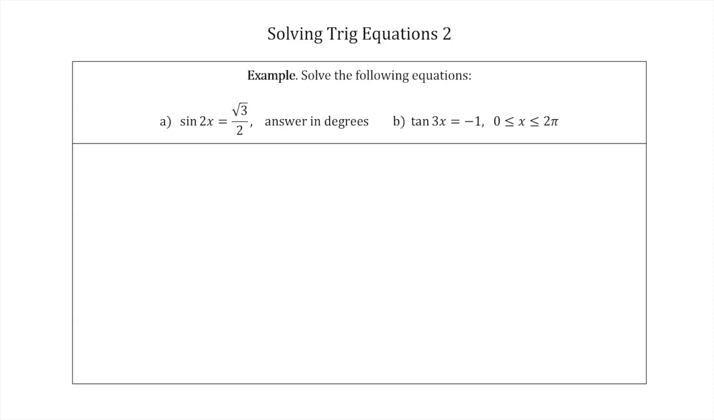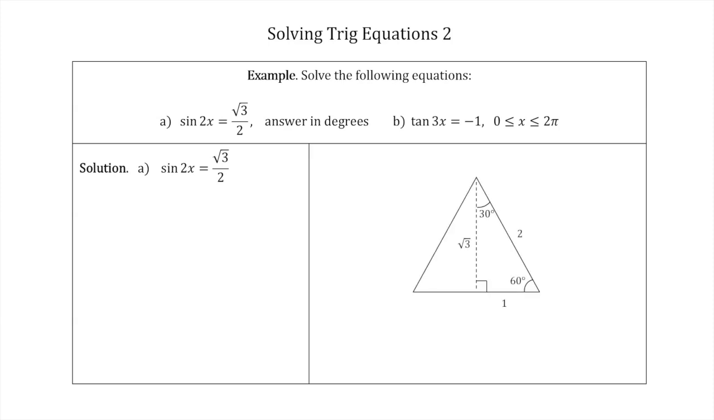They both look similar to A and B from the last video. The only difference is instead of sine of x, we have sine of 2x, and we just have to note that because it's important. So sine of 2x equals root 3 over 2, then we can remember this exact triangle.